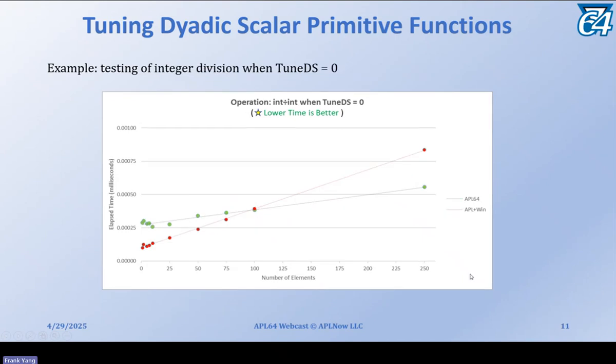Here's another example of using the TuneDS setting. When TuneDS was set to 0, dividing smaller integer arrays was slower in APL64 than in APL+Win.